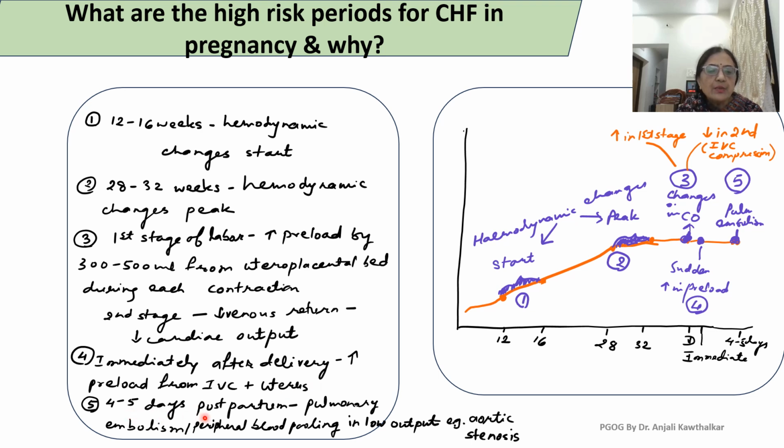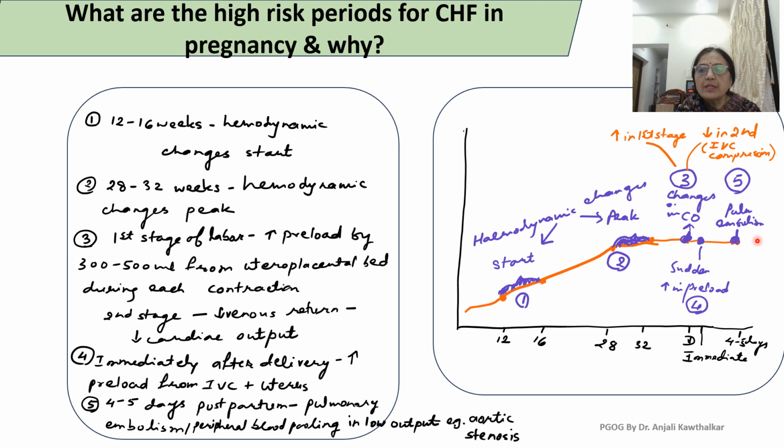Last is 4 to 5 days postpartum. Then there is a risk of pulmonary embolism in women with heart disease, and secondly, especially whenever there is a low output heart disease, such as aortic stenosis, because of the peripheral blood pooling after delivery. So 4 to 5 days after delivery, the patient can go into failure. A patient with aortic disease can go through pregnancy and labor, sometimes without any complication, but postpartum 4 to 5 days after delivery, the patient can suddenly go into cardiac failure.